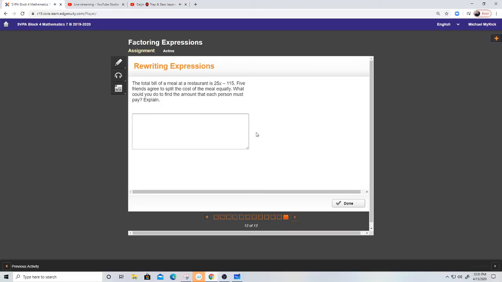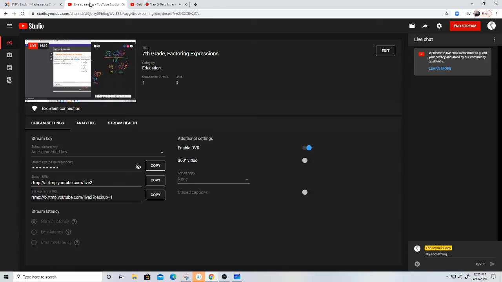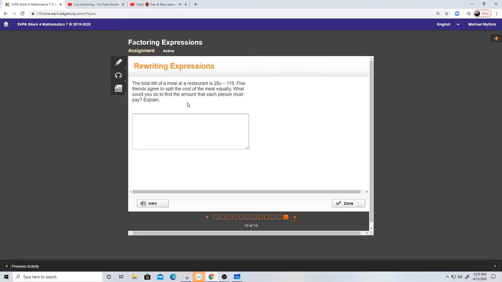Explain how to rewrite this expression to show the cost each person is paying. Alright, the total bill of the meal at the restaurant is 25x minus 115. 5 friends agree to split the cost of the meal. What could you do to find the amount that each person must pay? Explain.